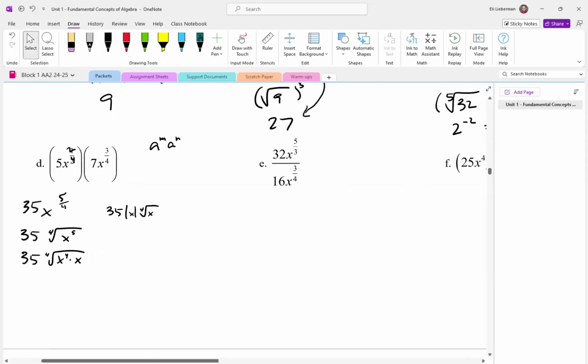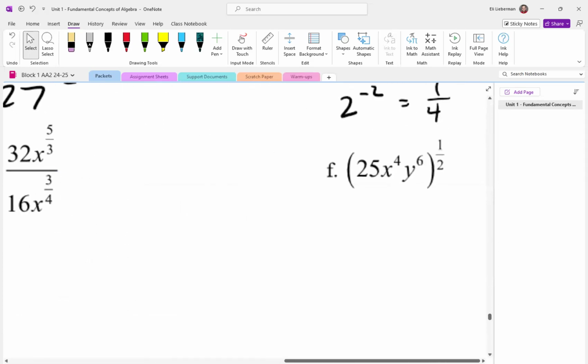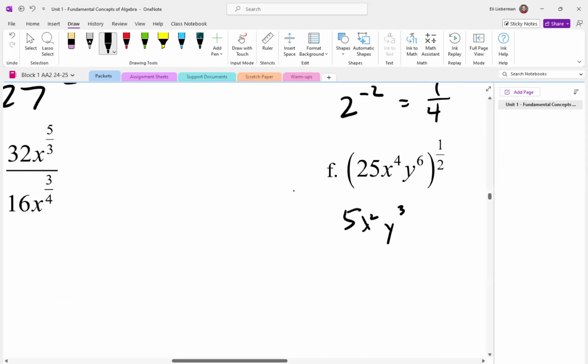See the tricky ones here. F, I'm gonna skip E, trust you to be able to do that one. F, what happens at 25? It becomes a 5. What happens to the 4th? X squared, so x squared, and then becomes y cubed.